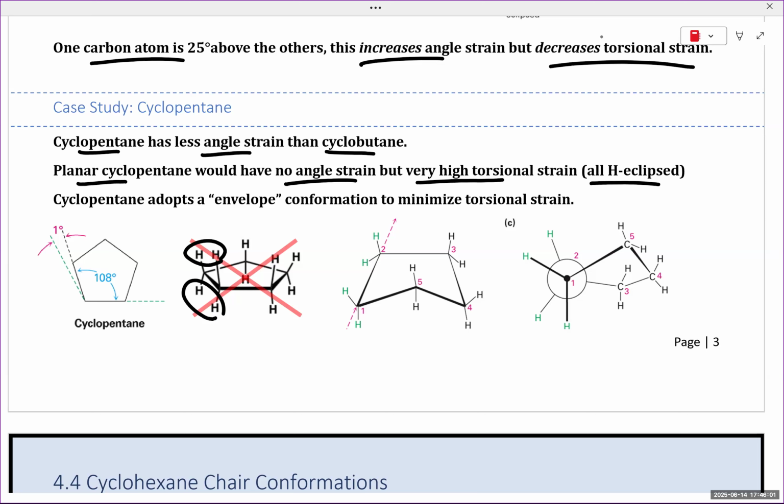They're highly destabilizing. So rather than placing all of the hydrogens eclipsed in the planar conformation, cyclopentane adopts what's known as an envelope conformation to minimize torsional strain. Because, as we can see if we look down one of the carbon-carbon bonds, these hydrogen atoms are not fully eclipsed. So a common theme for cycloalkanes is they'll adopt these distorted geometries so that the carbon-hydrogen bonds are no longer fully eclipsed. So we trade a little bit more angle strain for a lot less torsional strain.